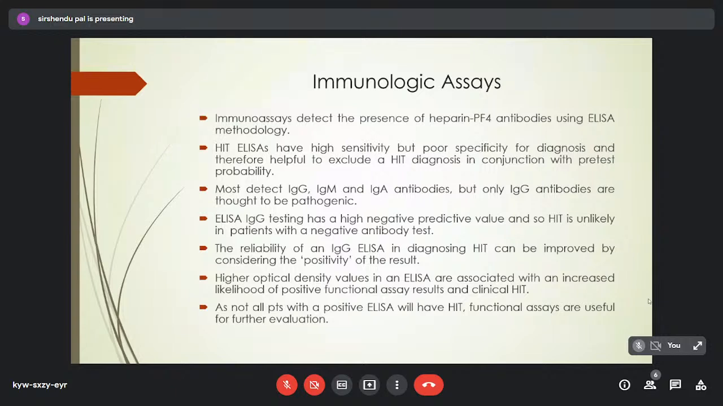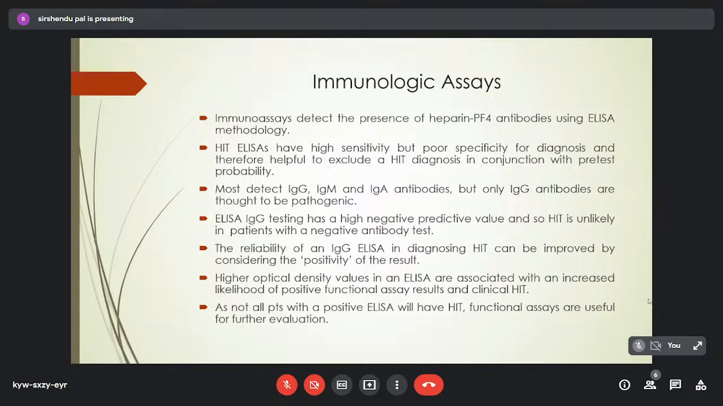Coming to the immunological assays, the immunoassays detect the presence of heparin-PF4 antibody using the ELISA technique. HIT ELISAs have high sensitivity but poor specificity for diagnosis, and therefore it is helpful to exclude a diagnosis of HIT in conjunction with pretest probability. Most of the immunoassays detect the IgG, IgM and IgA antibodies, but only the IgG antibodies are pathognomonic. ELISA IgG have also been developed nowadays, and IgG testing is done in certain reference labs.